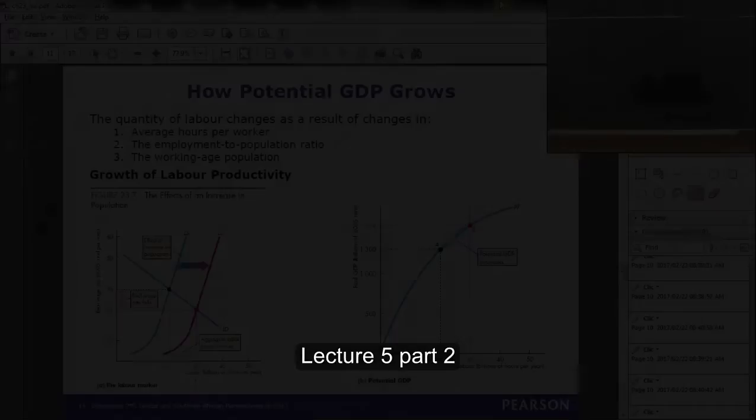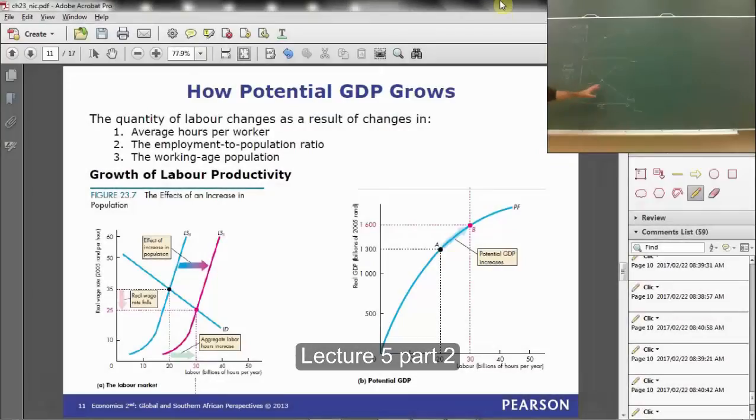So this was our setup. Here's our labor market. Here's our production function. At the intersection of labor supply and labor demand, we have equilibrium in the labor market. Equilibrium in the labor market corresponds to what we call full employment. With some full employment level of labor employed, we produce some level of output called potential output.